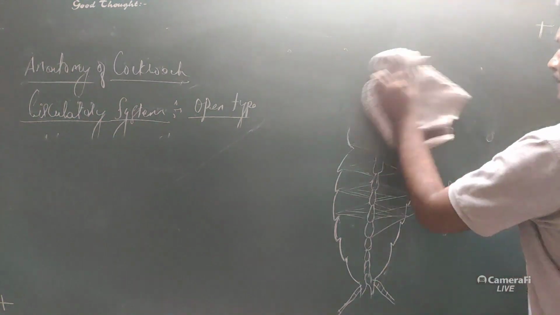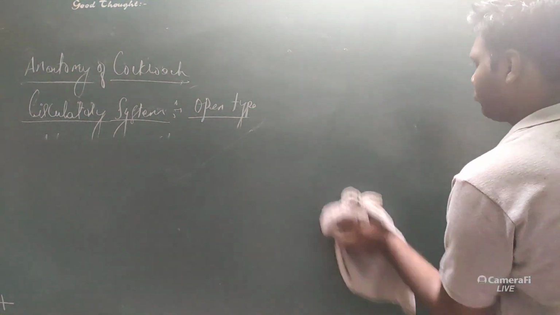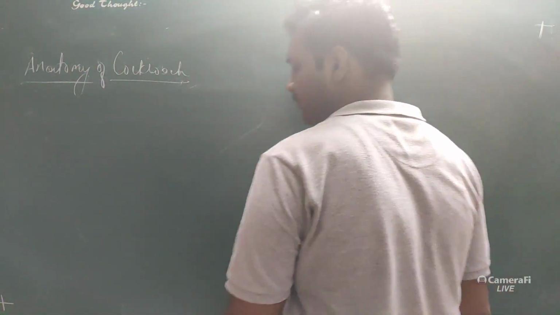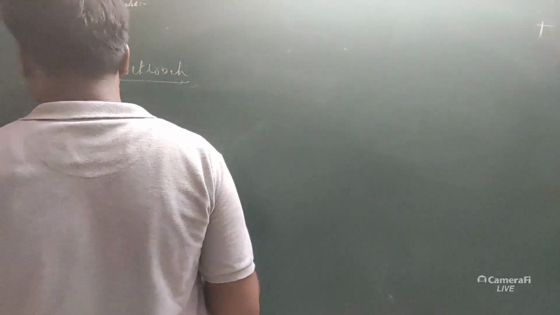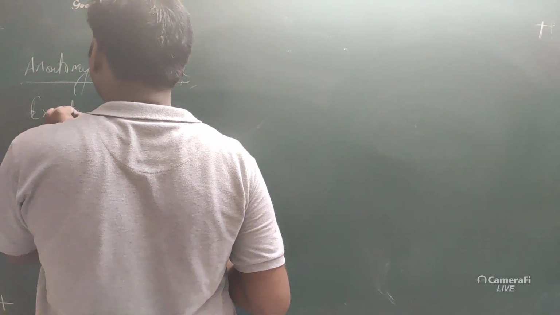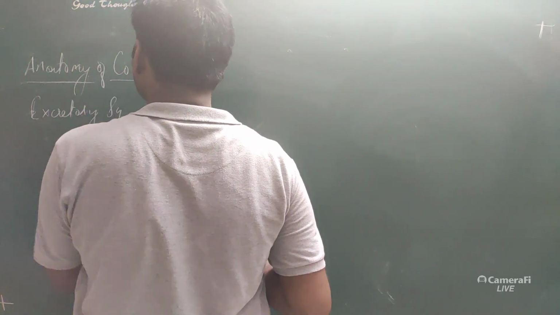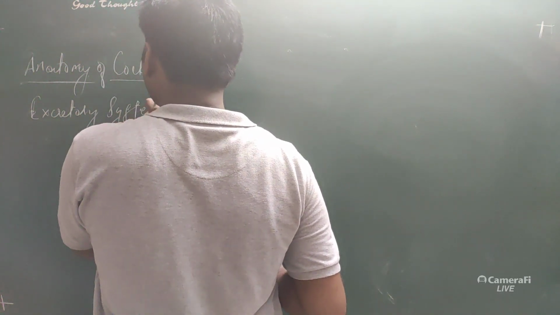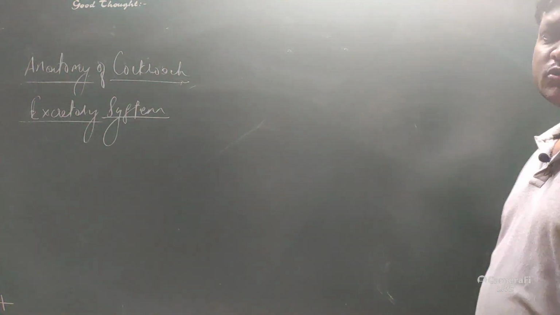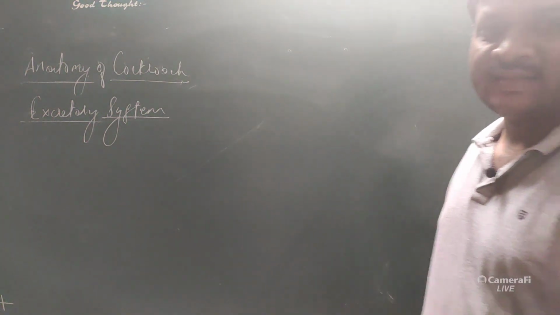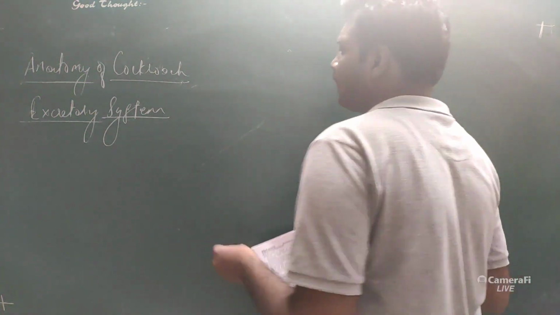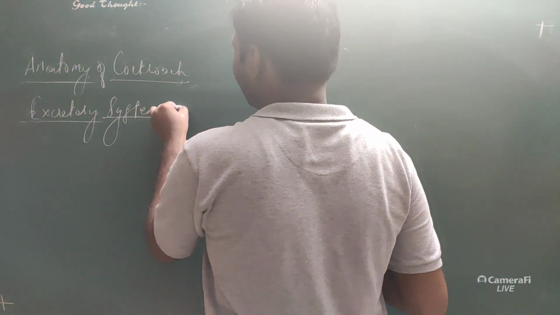Okay, another important system in the anatomy of cockroach is the excretory system. Now what is meant by excretion? Again we know that it is the removal of the nitrogenous waste material outside the body in the form of urea, uric acid and ammonia. Okay, so that is what is called excretion.